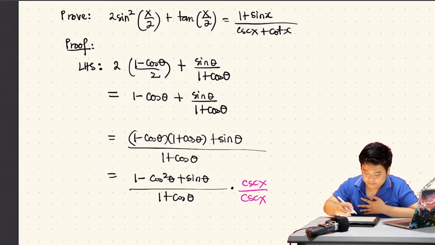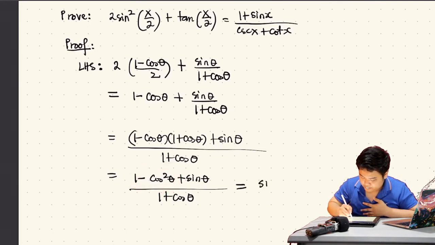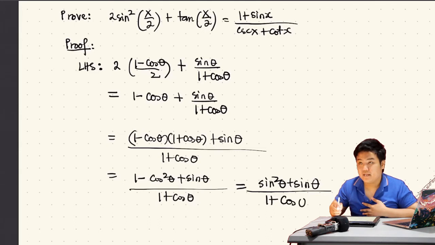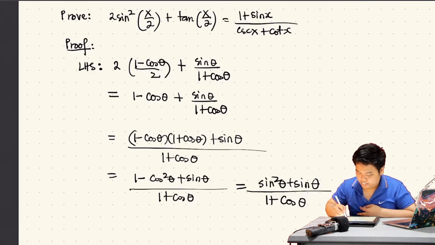Ay, wait lang. Mamaya na pala tayo mag-multiply. May hindi pala ako napansin. 1 minus cosine square is sine square. Baka lang sumimple ng unting ginagawa natin. Ayun. Okay? And gusto mo ng cosecant dito, multiply everything by cosecant.